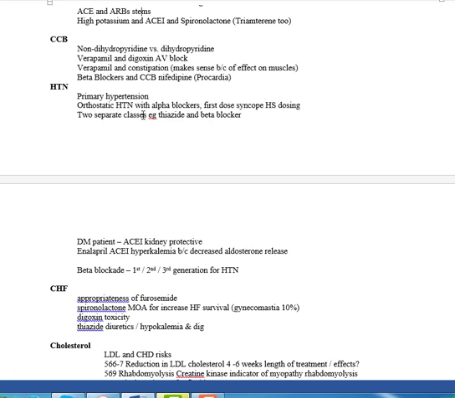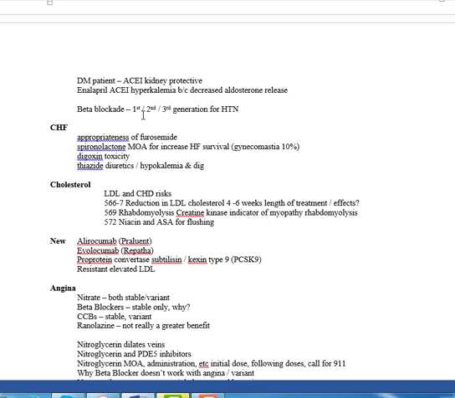Sometimes you'll see two separate classes, like thiazides and beta blockers, when you're going to treat hypertension, so we don't use two of the same class. Diabetic patient, we might see an ACE inhibitor because it's kidney protective. And then when we look at enalapril, an ACE inhibitor, we want to be careful because we might have hyperkalemia from that, because of this decreased aldosterone release.